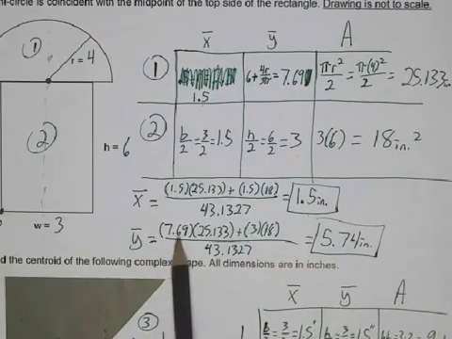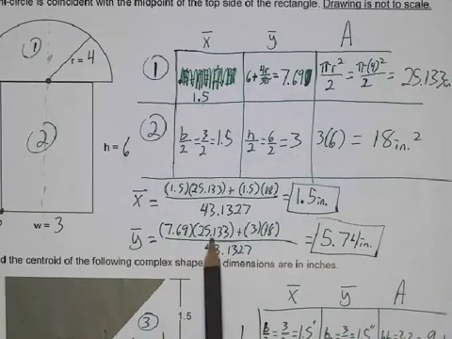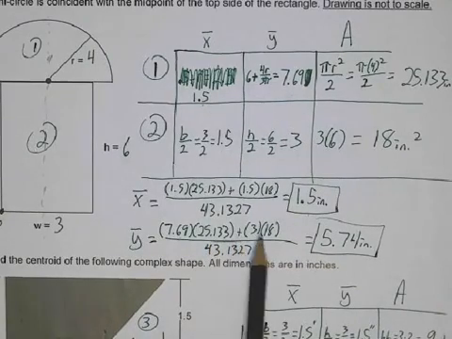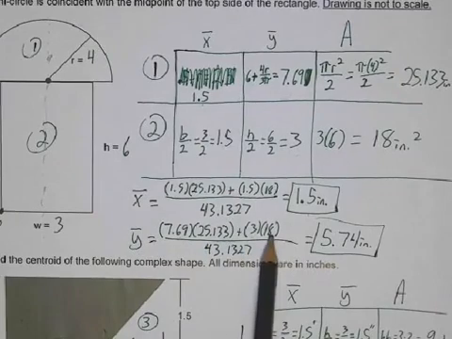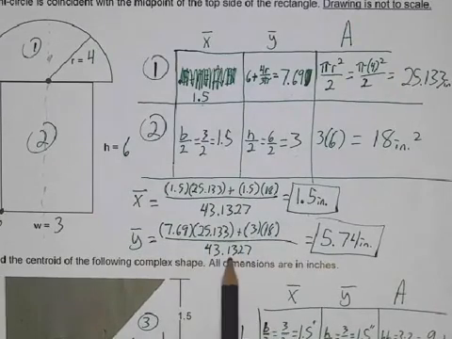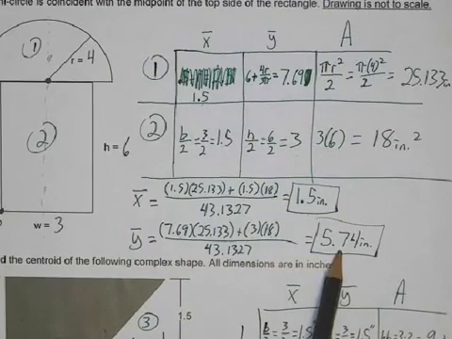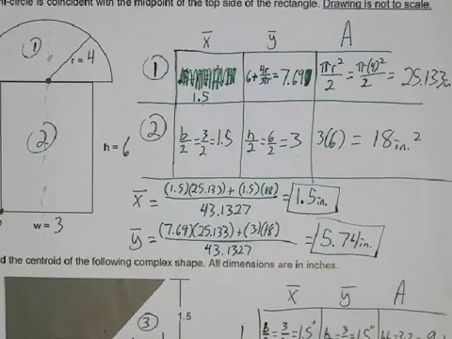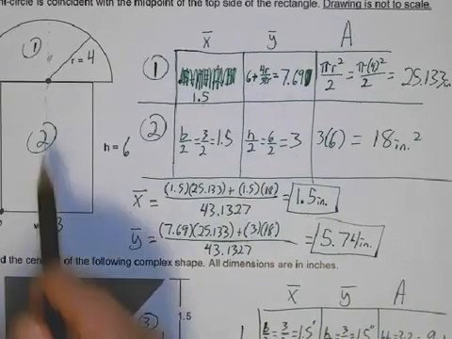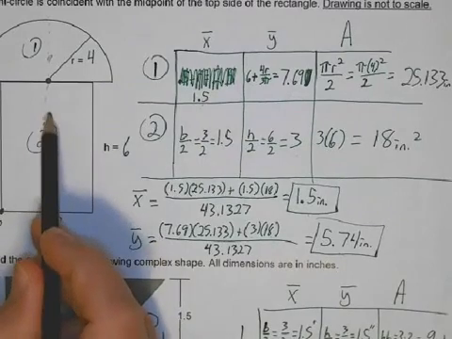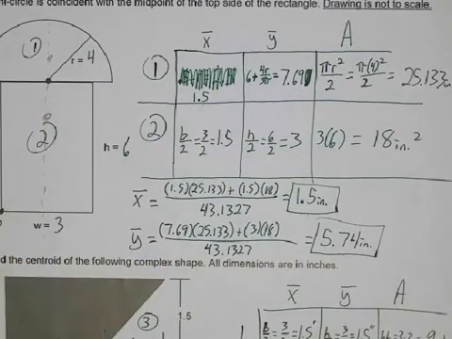So I take my y bar of the semicircle, 7.69, times the area, 25.133, and then I add that to the y bar of the rectangle times its area, and then I divide that by the sum of my areas to get 5.74 inches. So my centroid is somewhere up in here. That symmetry thing sometimes can throw people for a loop, so ask questions if necessary. We'll come to that in class.